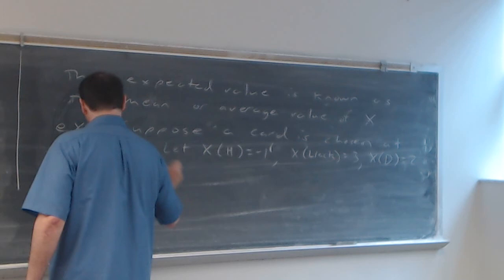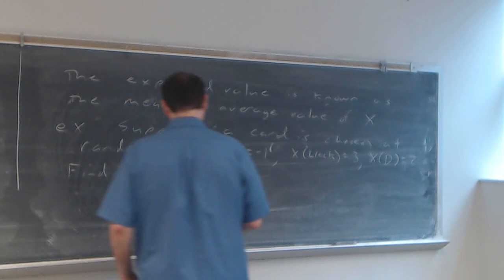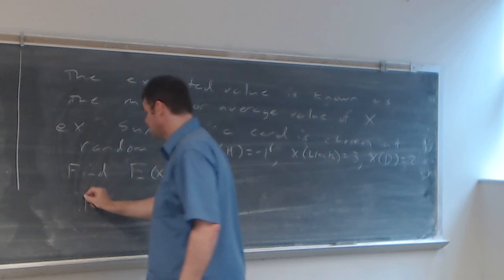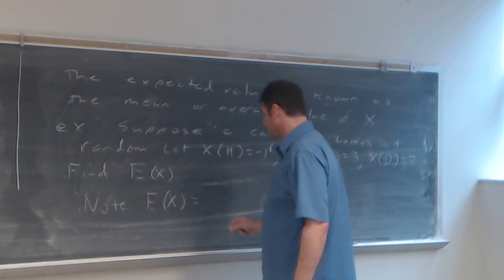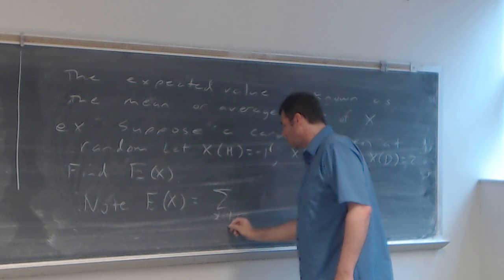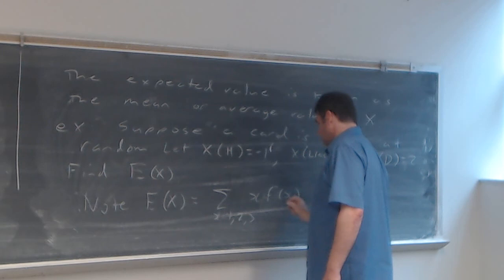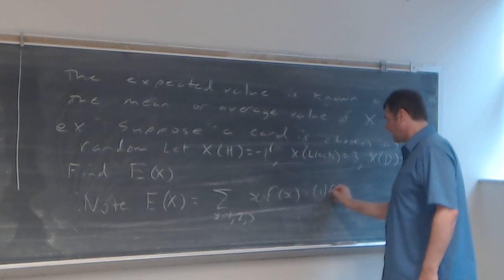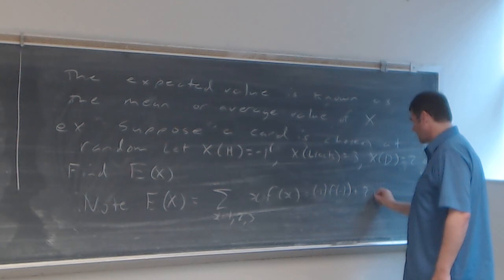So here, what I'm going to do is say, note, the expected value of x is equal to the sum, as x runs from -1 to 2 to 3, of x times f of x, where a little f of x is the PMF. Well, this is going to be equal to -1 times f of -1, plus 2 times f of 2, and finally plus 3 times f of 3.